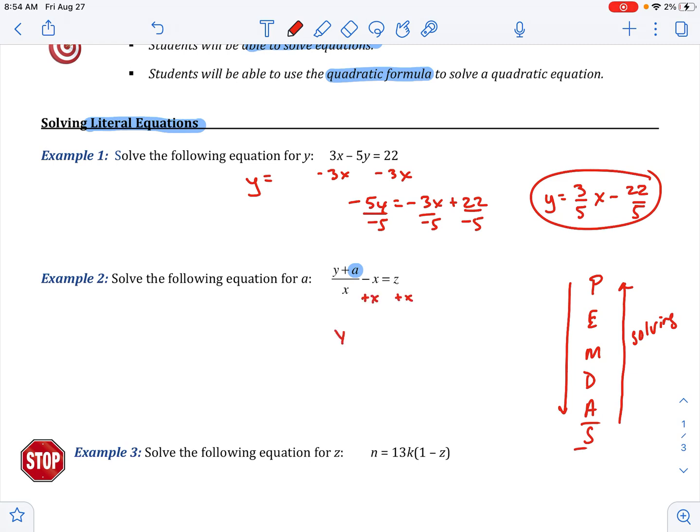And now I've got a y plus a over x equal to a z plus x. So it looks like I added. Now, to get rid of this x that's in the denominator, I need to multiply it out. So I'm going to multiply by x to cancel it out. And that means I have to multiply the entire right side by x. And so therefore I've got y plus a is equal to z plus x times x. So it looks like I did my multiplying, right?